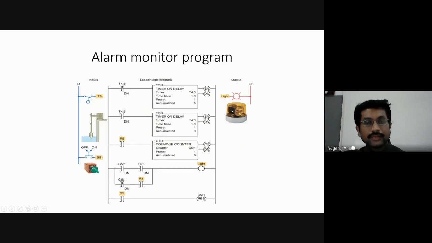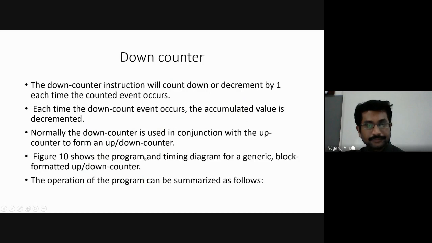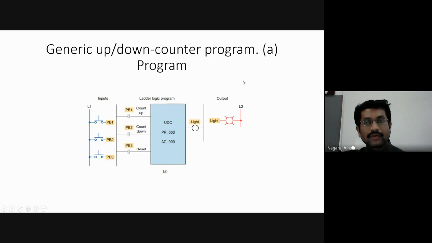Alarm monitor program. This is the alarm monitor program to turn on the light or the alarm when the level in the tank reaches a particular limit, a particular height. Down counter. What is a down counter, right? Then a generic up down counter program. This is a generalized program for any up down counter. It counts both in the up direction and the down direction. We have to remember one point, that a down counter is not usually used alone. It is always used along with the up counter to form an up down counting operation.